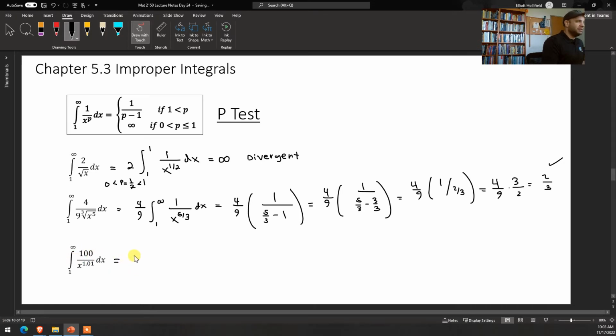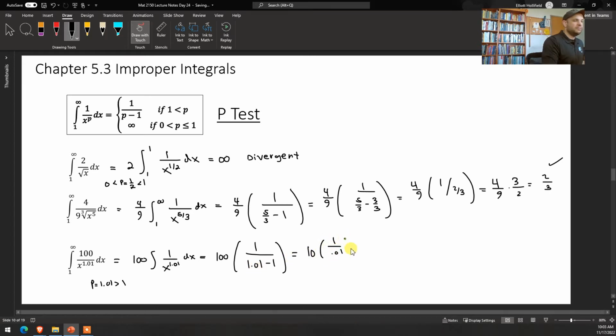Next, again, let's pull out this constant. We can see here that our power is 1.01. It is not much bigger than 1, but it is bigger than 1. So our rule applies. We must have a convergent integral, and we know exactly what it converges to. 1 over 1.01 minus 1. Do the subtraction, that cancels the whole number, and we're left with a decimal. 1 divided by 0.01.